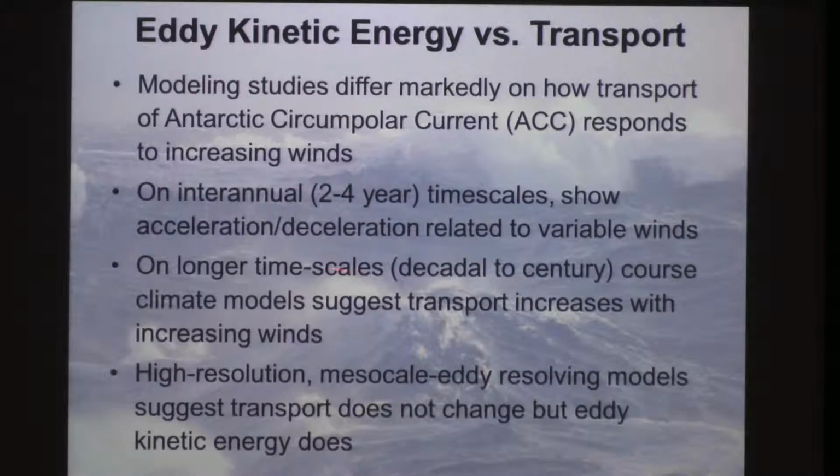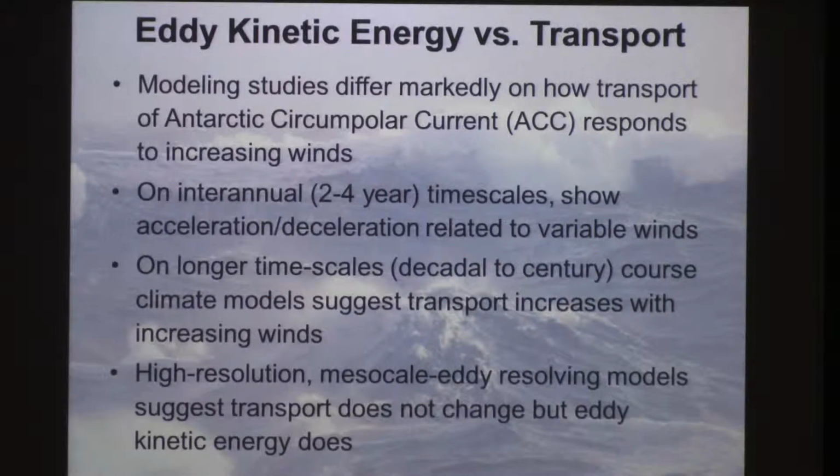These coarse climate models suggest that as the winds increase, the transport will increase as well. But the high-resolution mesoscale eddy models suggest the opposite. They suggest that the transport does not change significantly, but the eddy kinetic energy does, i.e. more mesoscale eddies are created, they're more energetic, and they contain all the energy put into the ocean from that increasing wind. And so these models suggest these two different things, and so we've been trying to look at observations to see if we can differentiate.